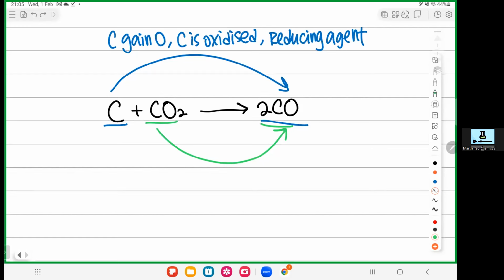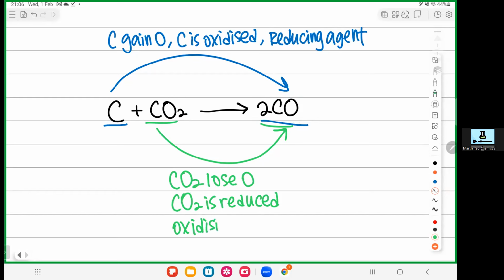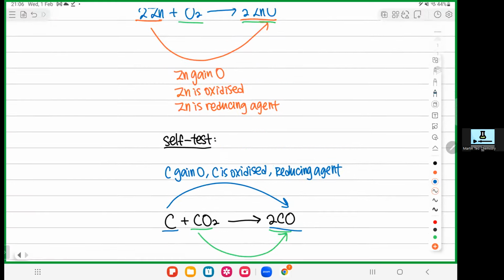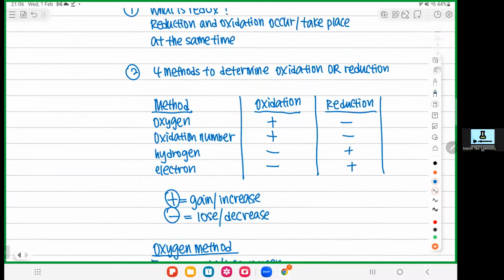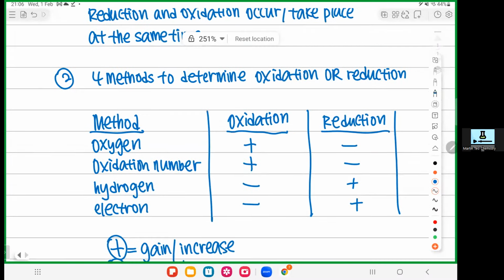So what happened? CO2 has 2O, CO has 1O. So 1 oxygen went missing. So CO2 loses oxygen, so losing oxygen means it undergoes reduction. When you undergo reduction, you become the opposite agent, the oxidizing agent. End of story. With that being said, we are all done with the oxygen method. So the first method is all done.